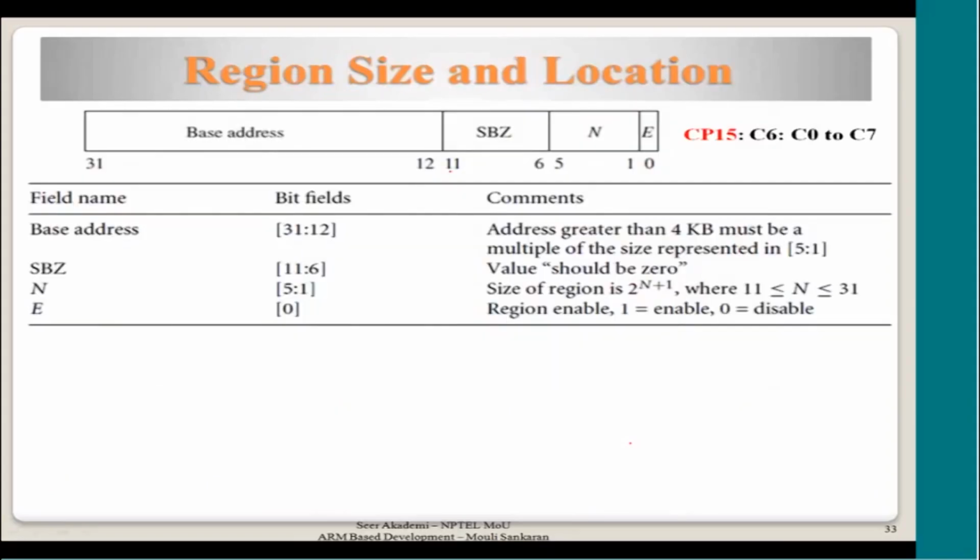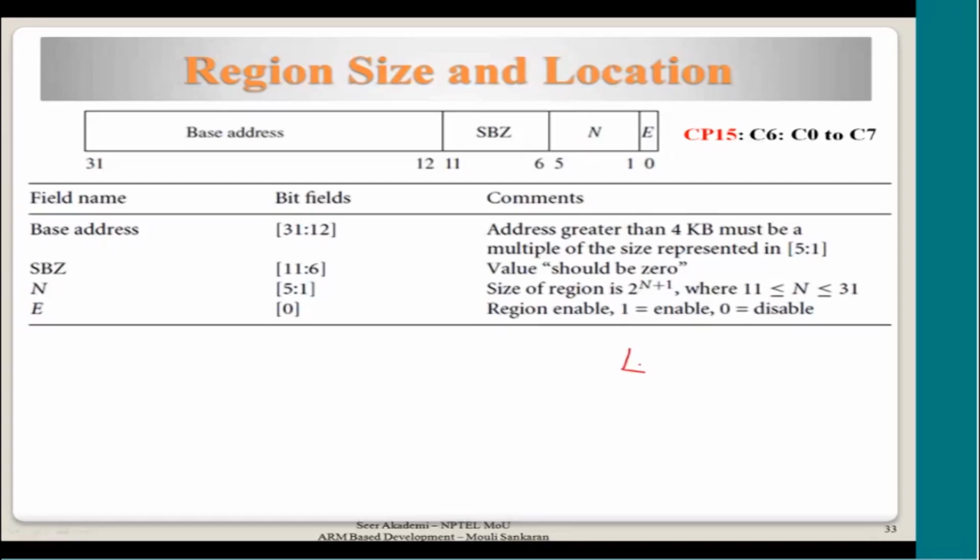Now let us see. Here you can see that the 12 bits are not used. Only the top 20 bits of the address. It could be the top 20 bits or less than that, or we can always take this because this will be 0. Why? You must be knowing it by now.